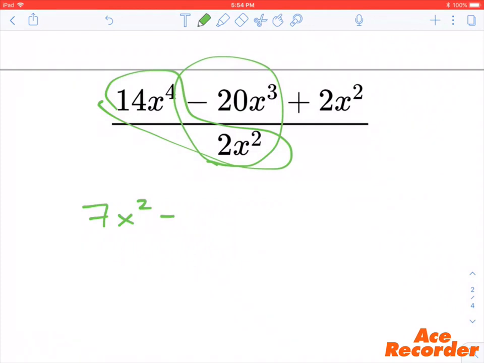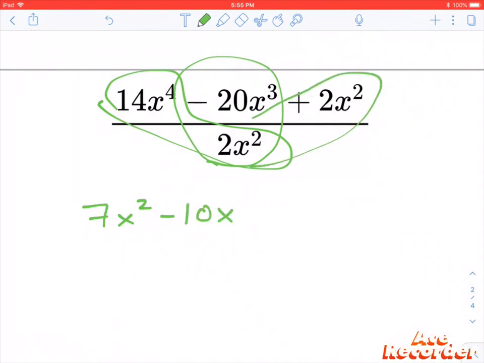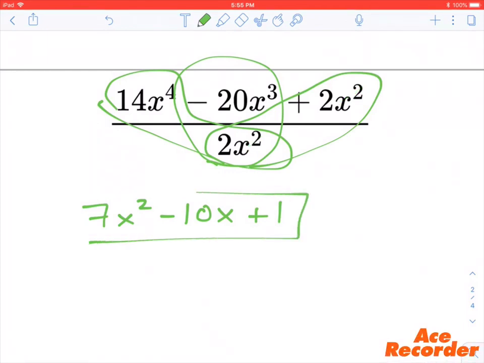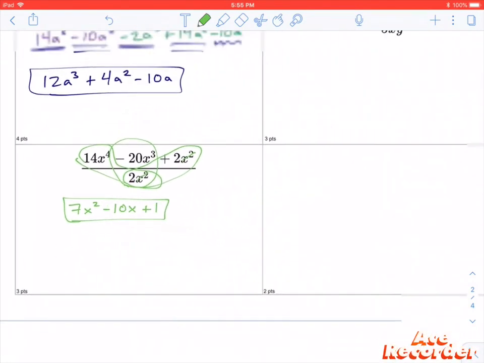That's negative 10x to the first. And then the last one is not 0. 2 divided by 2 is 1. And then x squared and x squared cancel each other out, and we don't have any x's left there. Okay? And that is our study guide.